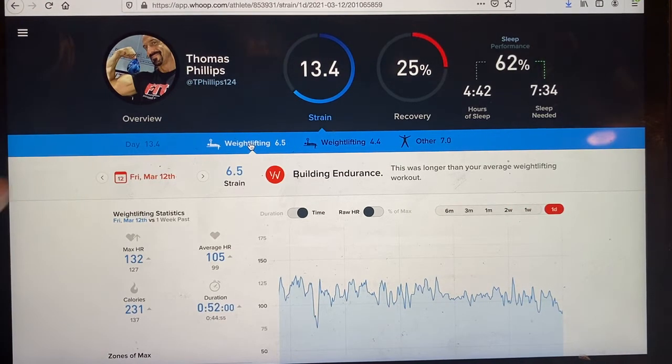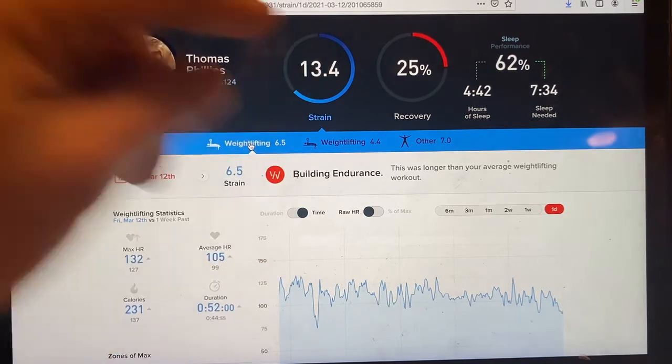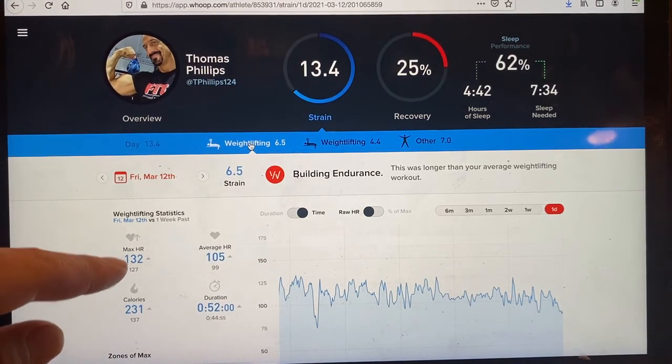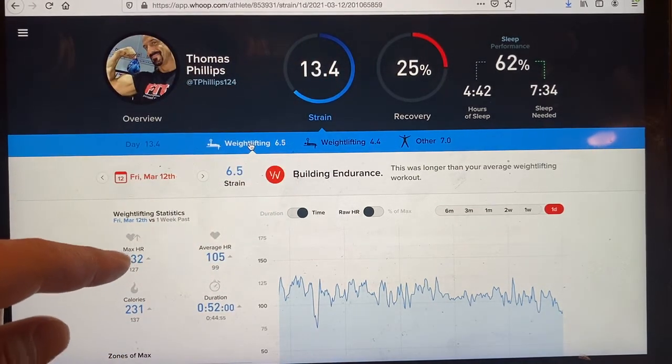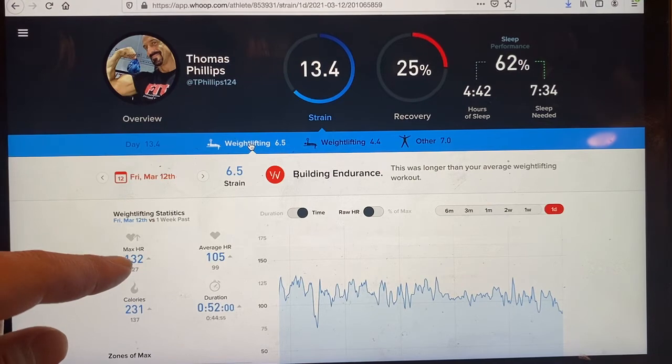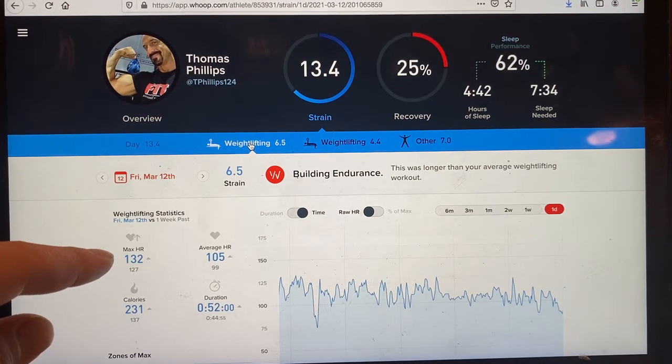Now, the thing is, guys, this strain only goes based on heart rate. Let me say it again. Strain only goes based on heart rate. That is a problem. That's a big problem. Why? Because the technology cannot measure how hard a muscle contracts.